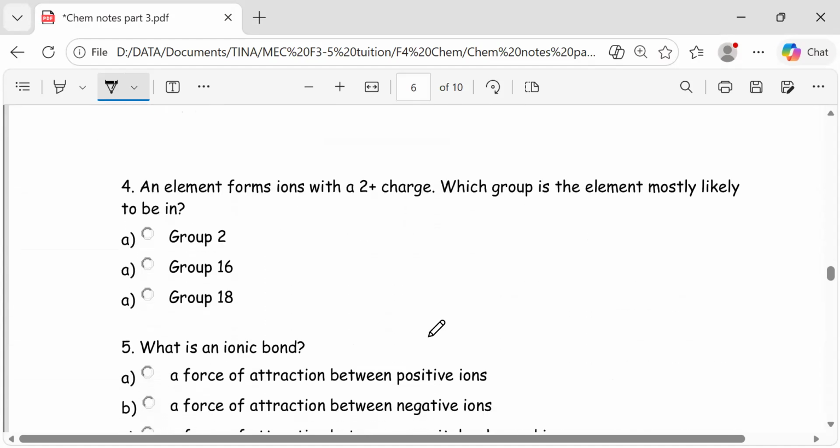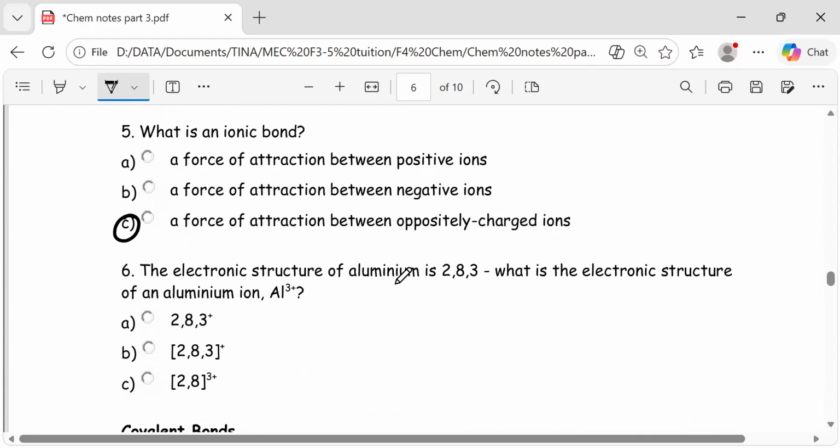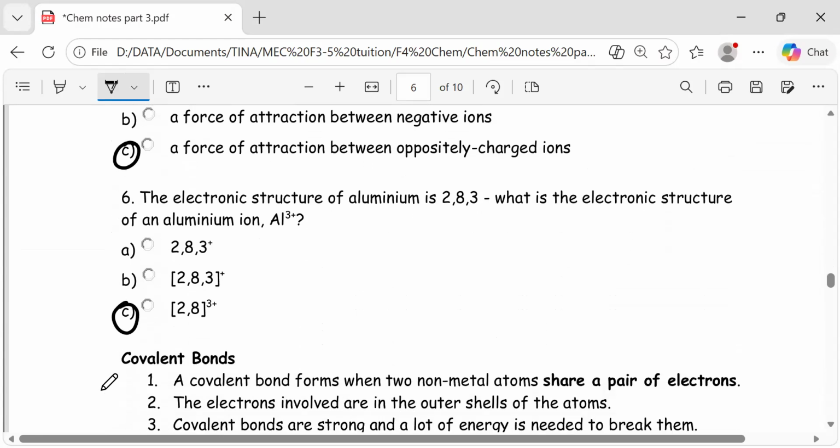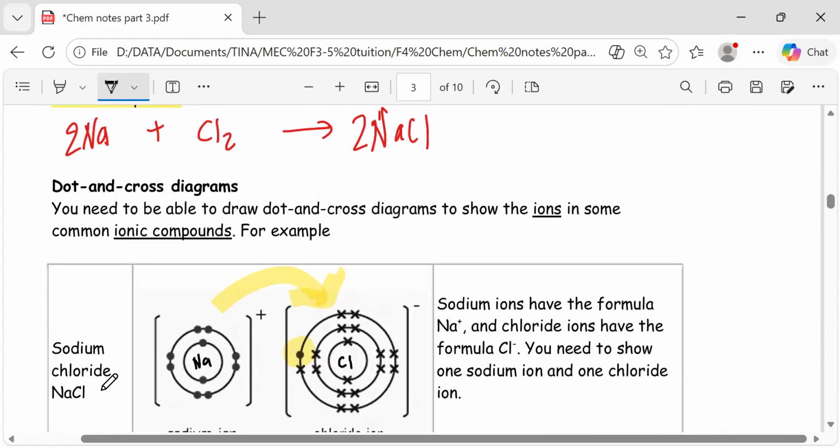An element with a group forms a positive charge. Which group is most likely to be in group 2? What is an ionic bond? Forces of attraction between oppositely charged ions. Oppositely charged means positive and negative. The electronic structure of aluminium is 2, 8, 3. What's the electronic structure of the aluminium ion? 2, 8, 3 positive. Do you understand now? So it has to be metal and non-metal.